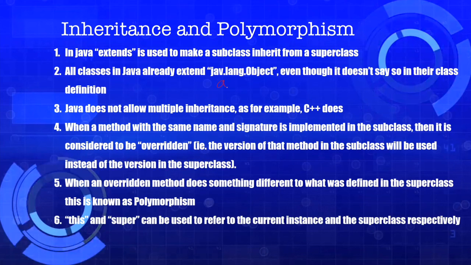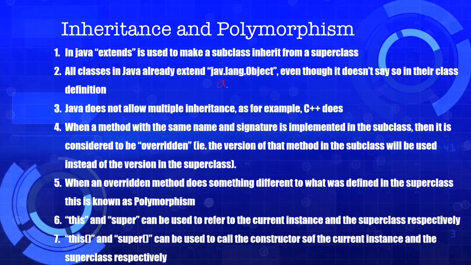And finally, this and super can be used to refer to the current instance or the class that extends it, and if they're used with brackets, then they would call the constructors of those 2 classes.